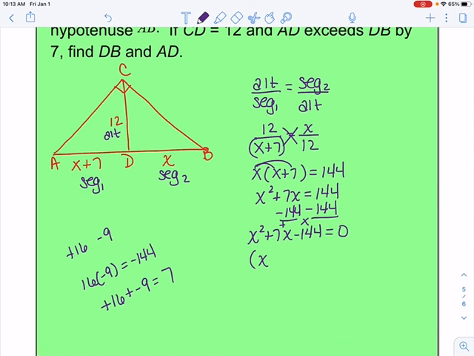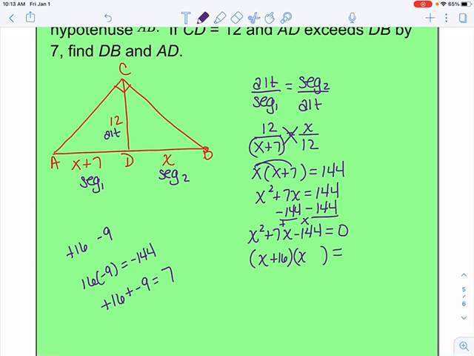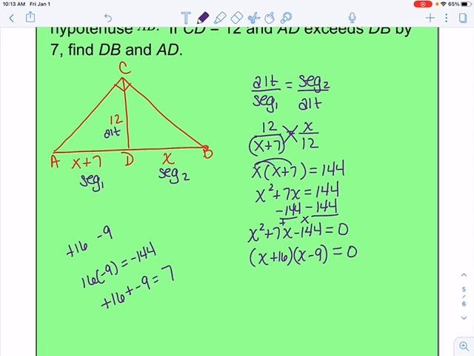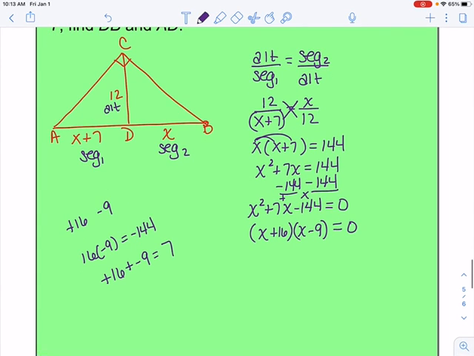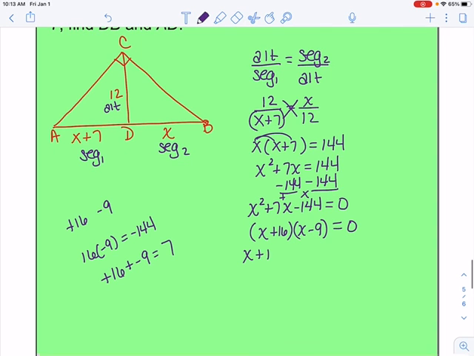All trinomials factor into two binomials. The first thing that goes in there is x, and the next thing is the two numbers we just found. So we have x plus 16 times x minus 9, and that's going to equal 0. To solve that, we set each factor equal to 0. So x plus 16 equals 0, or x minus 9 equals 0. On this one, we subtract 16 from both sides, and x equals negative 16. On the right-hand one, we add 9 to both sides, and x is equal to 9.